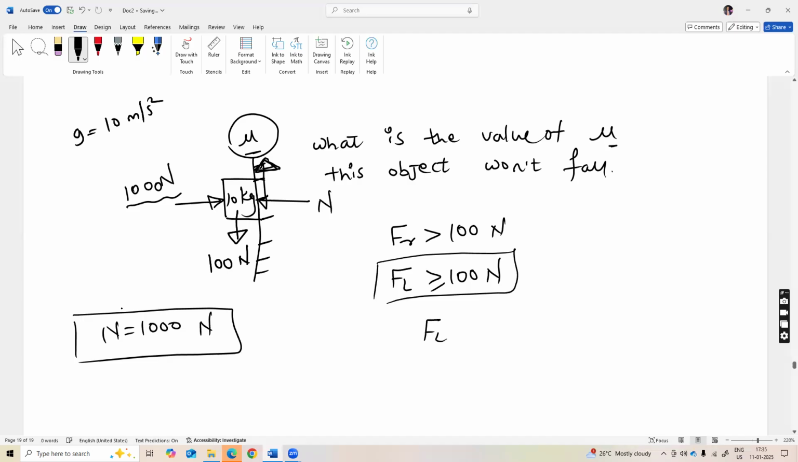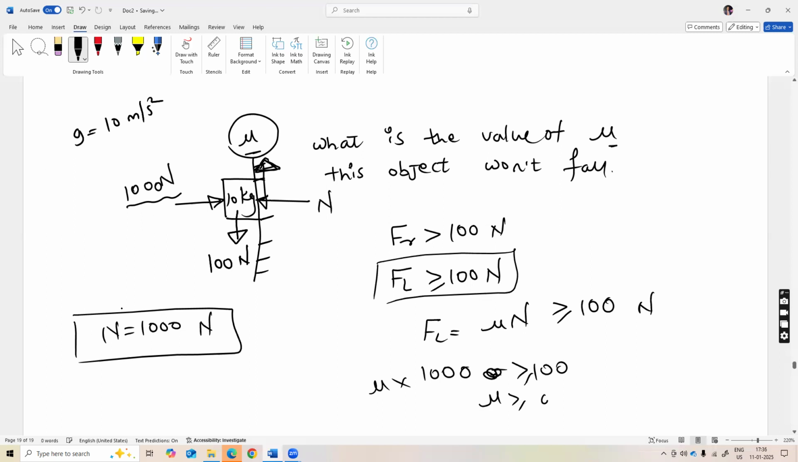So you know that the formula of FL is mu n. So mu n should be greater than 100 Newton. Mu is unknown, n is 1000, so this should be greater than or equal to 100. So mu should be greater than or equal to 0.1. Is it clear? Okay, sir.